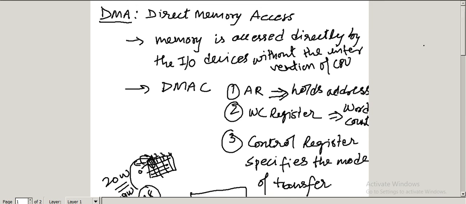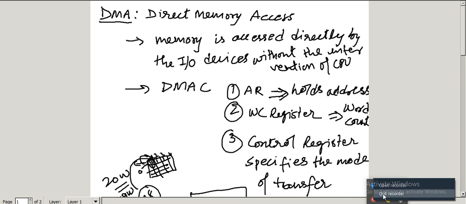So this is the whole concept of DMA. I hope it is very useful to you, and let me know if you can understand these concepts clearly. Okay, so I will meet you in the next video in which I will explain the input output processor, along with some numericals that have been asked in your exams.